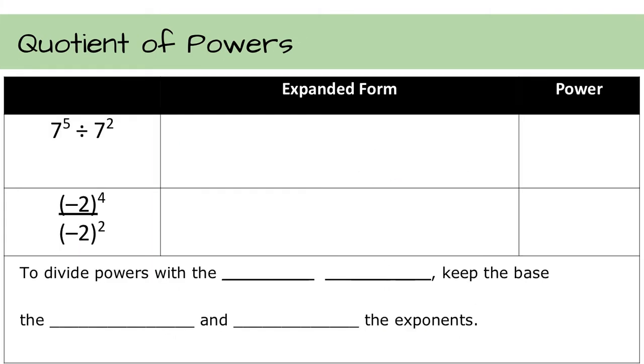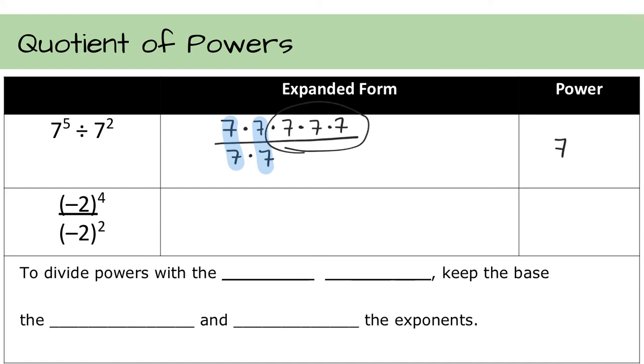Okay, so let's try the first example. So let's start out by writing the top as repeated multiplication. So 7 by 7 by 7 by 7 by 7, all over 7 by 7. And let's look for our pairs. We have 2 pairs. So that leaves us with 7 exponent 3.